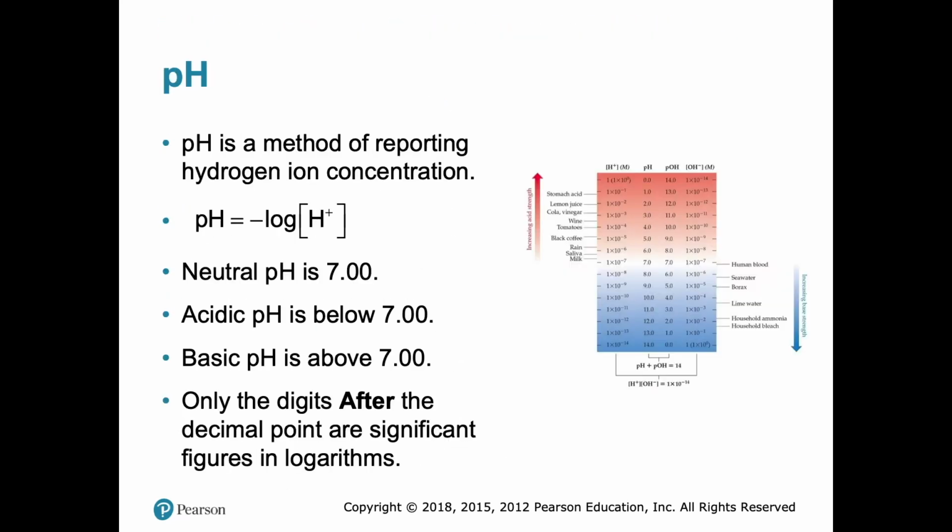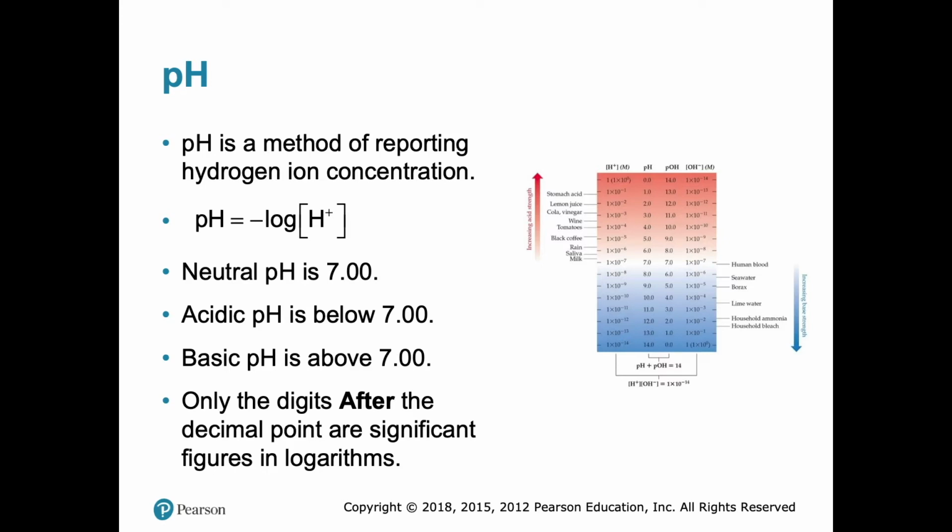So catching back up again, only the digits after the decimal point are significant figures in logarithms. And so if I give you the hydronium ion concentration, all you have to do is take the negative log of the hydronium ion concentration, and you'll get the pH, right? And it'll fit on the pH scale.